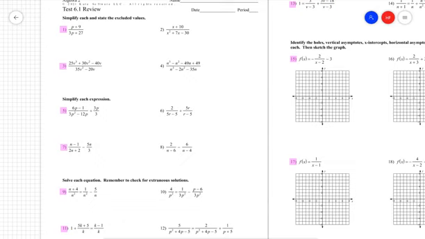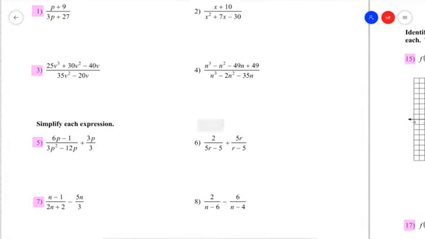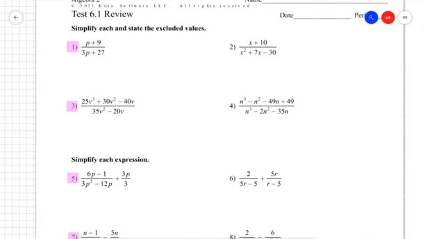So we've got rational expressions, we've got simplifying, adding, subtracting, solving rational equations, and then graphing rational functions. So if you don't like fractions, just make sure you study up a little bit more than you would want to, just because this test is entirely over fractions.